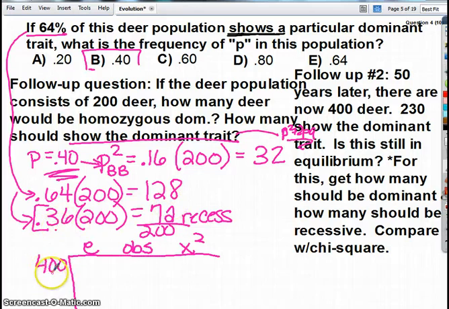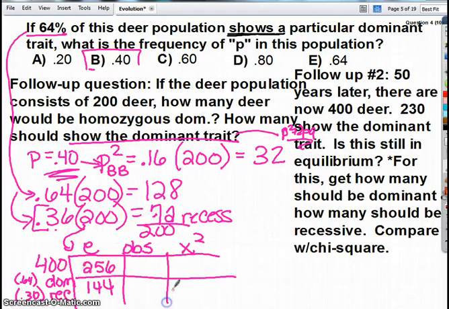So if we take our 400 and multiply it times 0.64, that should give us how many should be dominant, and if we multiply it by 0.36 or subtract or whatever, that's going to give us how many should be recessive. So when I worked this out, I found that my expected was 256 for our dominant and 144 for our recessive. Technically, you could also just double these numbers that you got here, because it's double the population size. They now give us observed. So they say that there were 230 that actually showed the dominant trait.